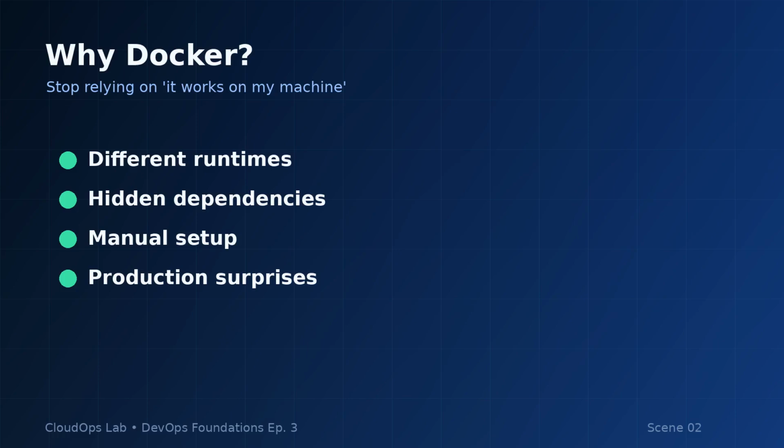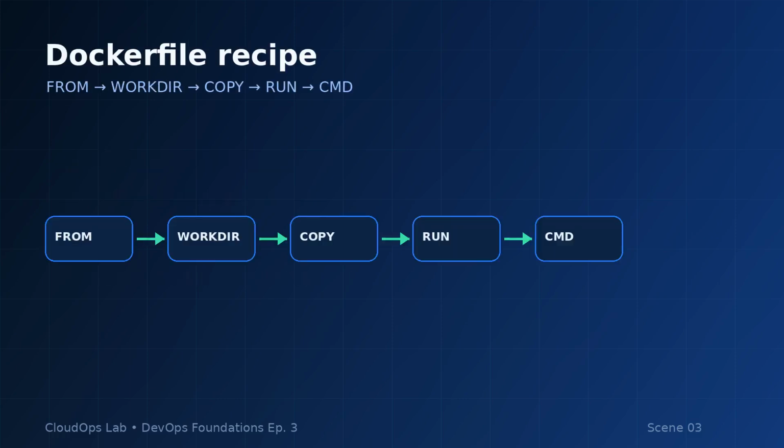Let us walk through the mental model. The first line usually starts with FROM. This chooses the base image. For a Node app, that might be node:20-alpine. For Python, it might be python:3.12-slim. The base image matters because it becomes the foundation of your application environment.